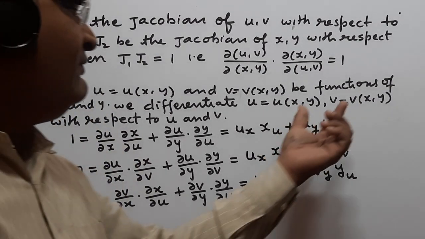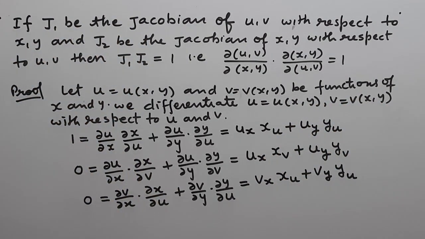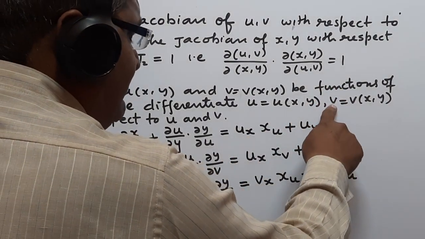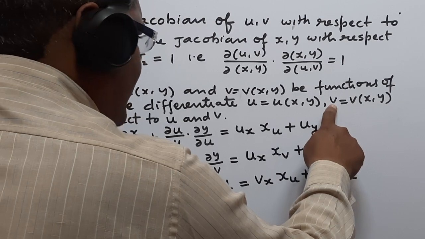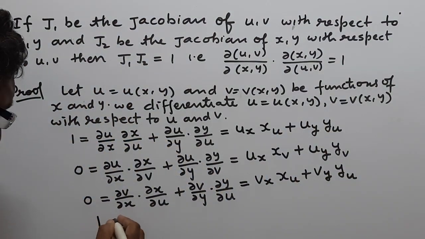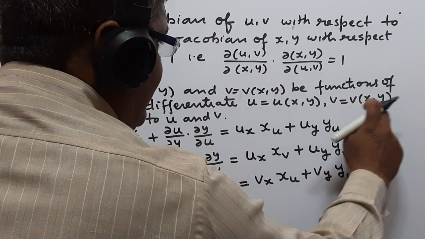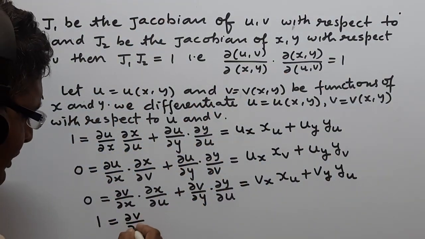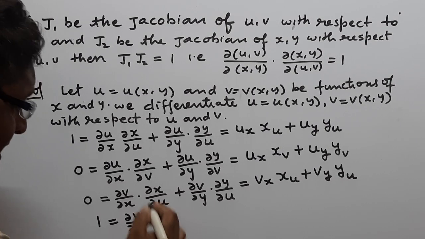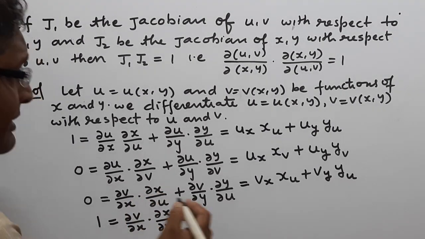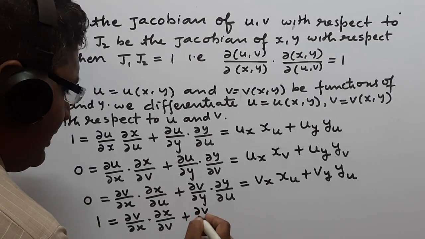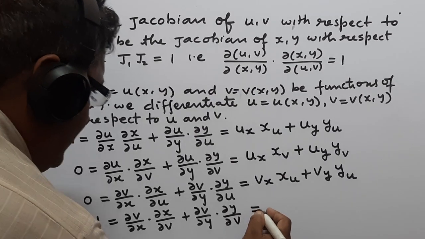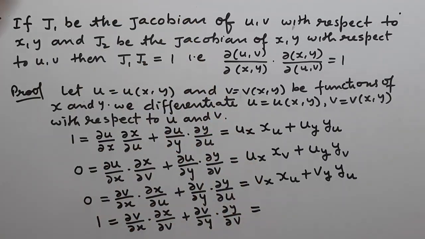Now we differentiate this v is equal to v(x, y) partially with respect to v. So in the left hand side, when we differentiate this v partially with respect to v, we get 1. And on the right hand side, when we differentiate this v(x, y) with respect to v, we get del v upon del x multiplied by del x upon del v plus del v upon del y multiplied by del y upon del v.